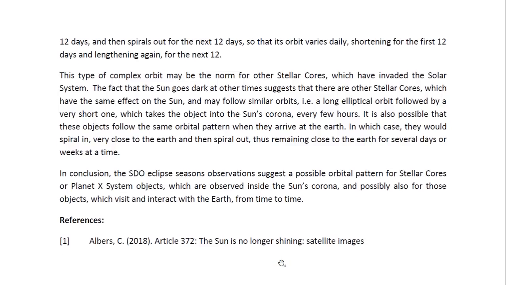In conclusion, the SDO eclipse season observations suggest a possible orbital pattern for stellar cores or Planet X system objects, which are observed inside the Sun's corona, and possibly also for those objects which visit and interact with the Earth from time to time.